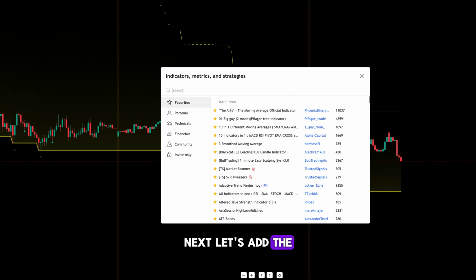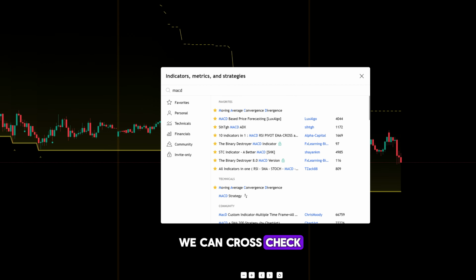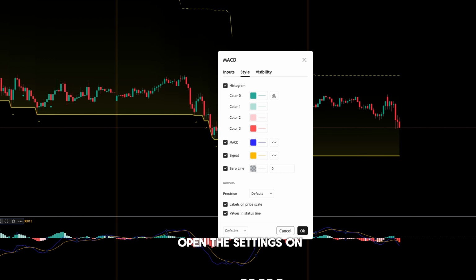Next, let's add the MACD indicator so we can cross-check our strategy. Double-click it to open the settings. On the Style tab, disable the MACD line and the signal line, then click OK.